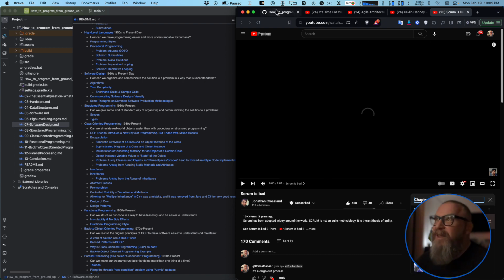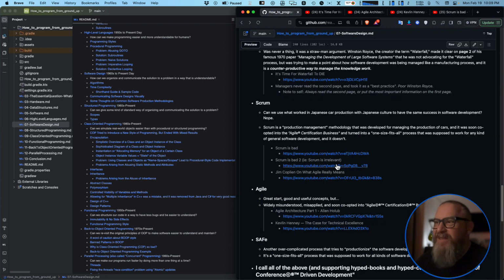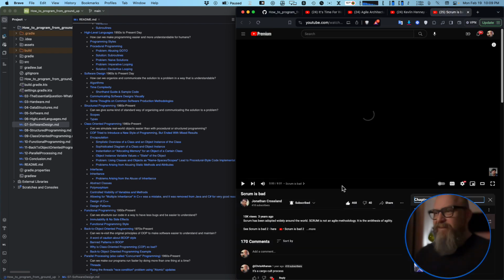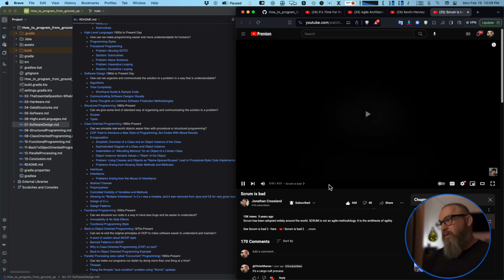Now, he actually does redeem himself in the second one, but this first one, Scrum is bad, I agreed with everything here, and some companies take it to the extreme. I've had a mild dose of this, and I thought it was just kind of pointless and silly. But other people I know have had more hardcore doses of this. Let's go.